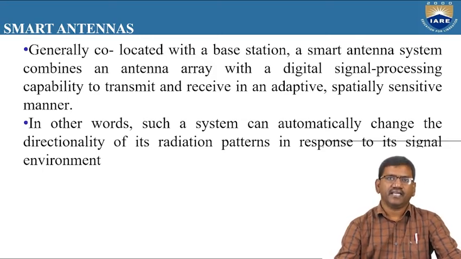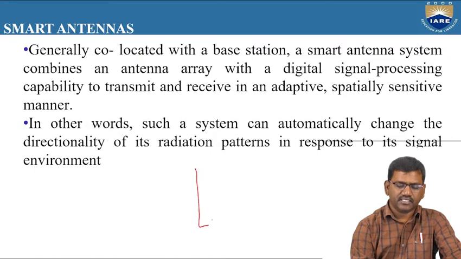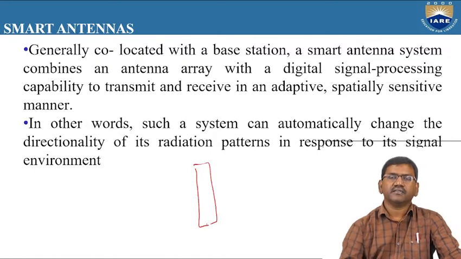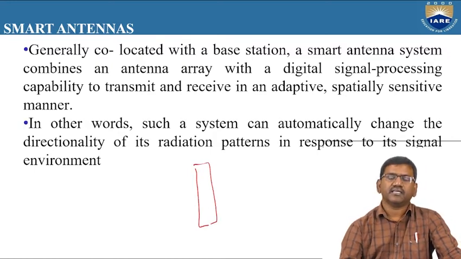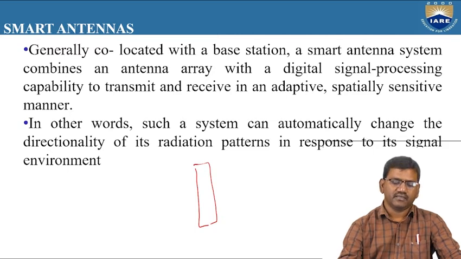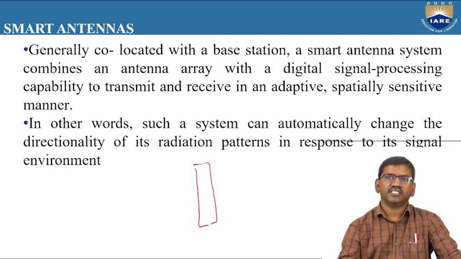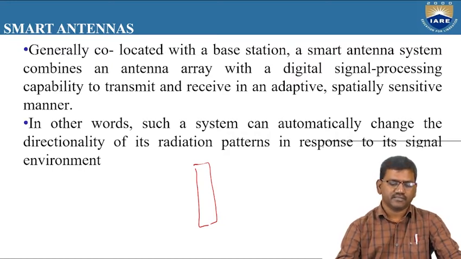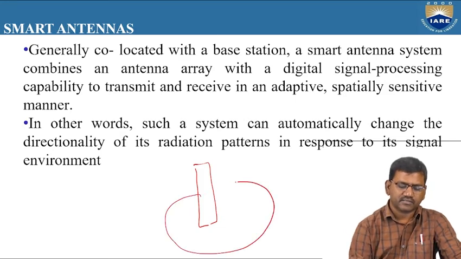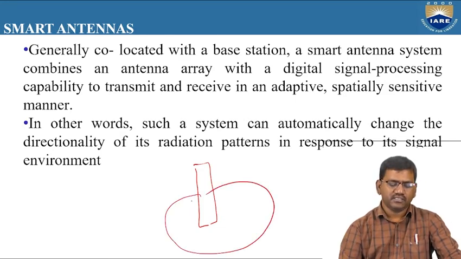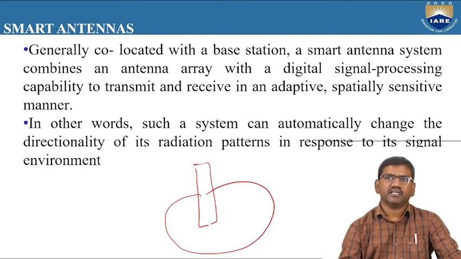So let us take an example. Let us take this as an antenna here. Let us assume this antenna as the omnidirectional antenna. As we know, the radiation pattern of the omnidirectional antenna will be around 360 degrees. It will be like this. So this is the radiation pattern of this omnidirectional antenna.